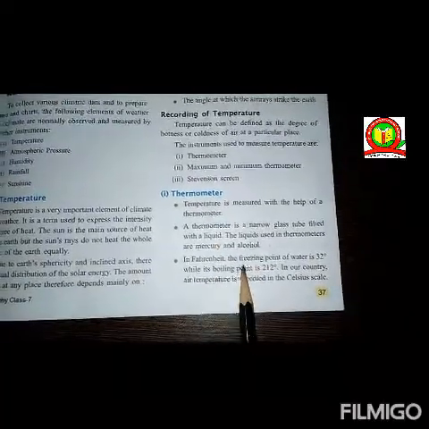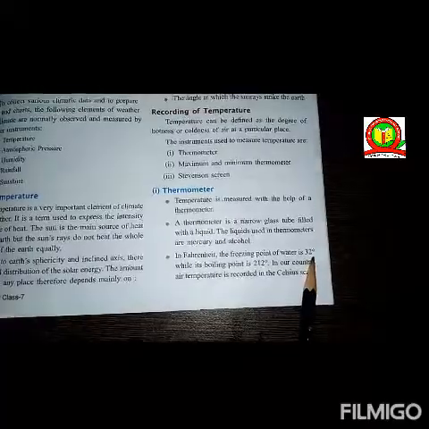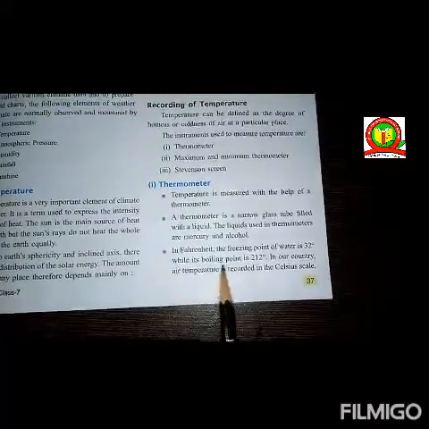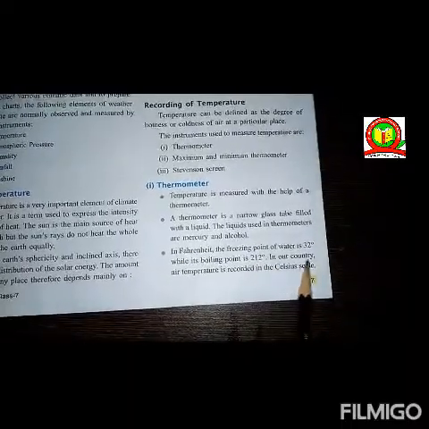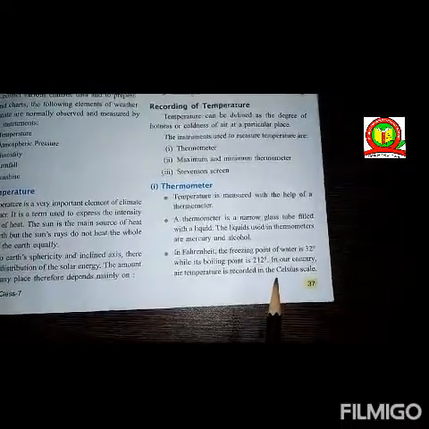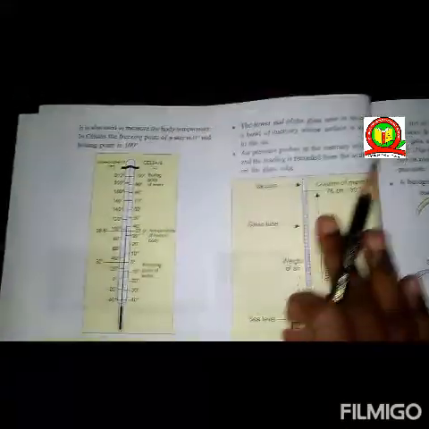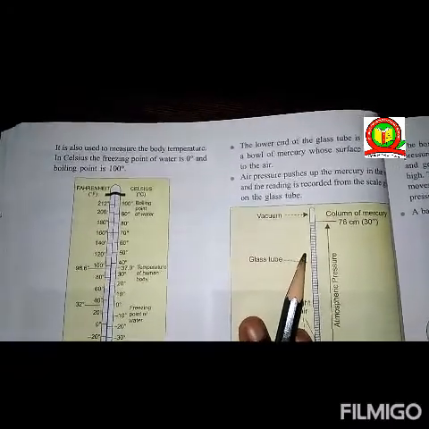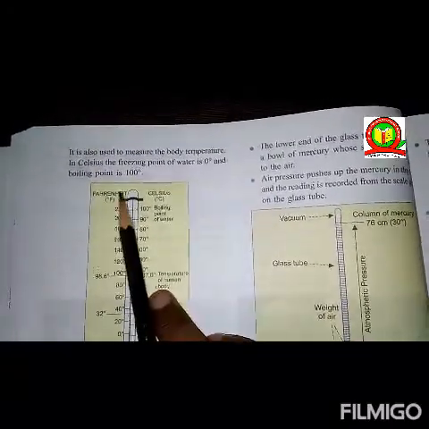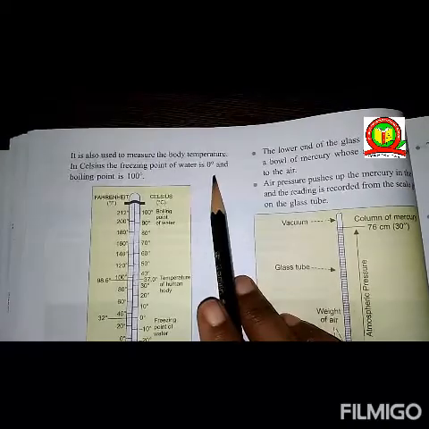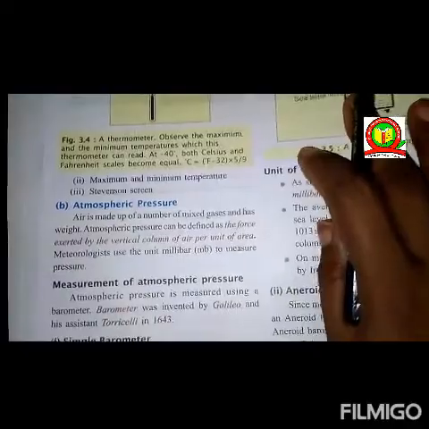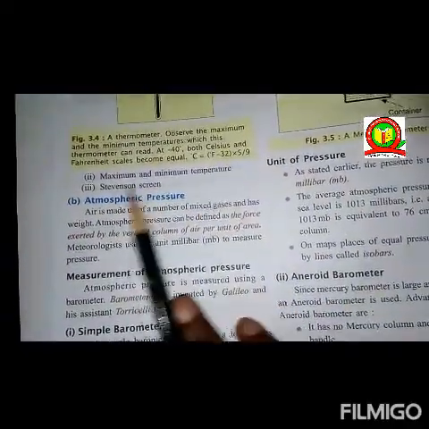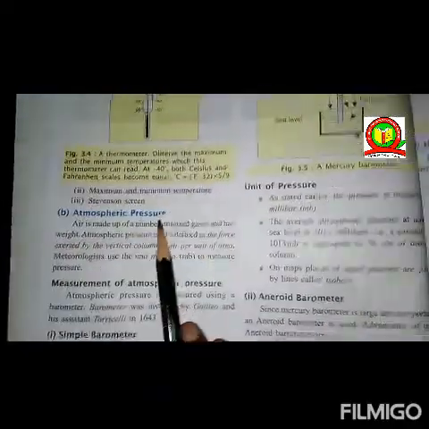In Fahrenheit, the freezing point of water is 32 degrees, while its boiling point is 212 degrees. In our country, air temperature is recorded on the Celsius scale. It is also used to measure body temperature in Celsius. The freezing point of water is 0 degrees and the boiling point is 100 degrees. Then the maximum and minimum thermometer, and the third one is the Stevenson screen.